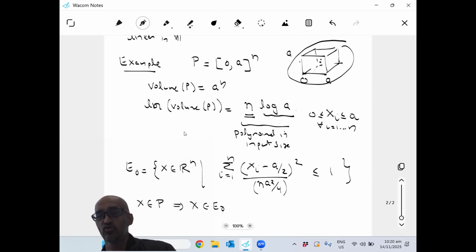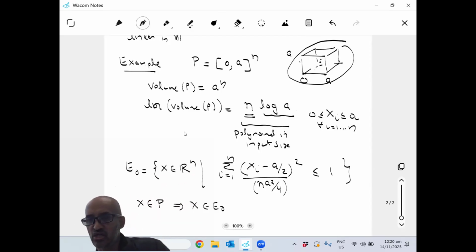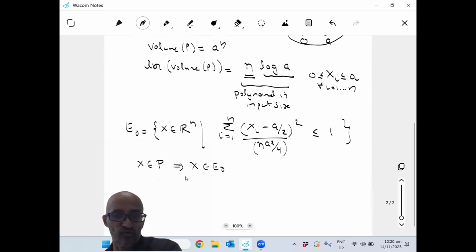Is that clear? Do you believe that if you put all the x's to be zeros, you will get n a squared by 4, n a squared by 4, that's equal to 1. That's the boundary point. So actually, this will touch the boundary points. So what is the volume of this ellipsoid?